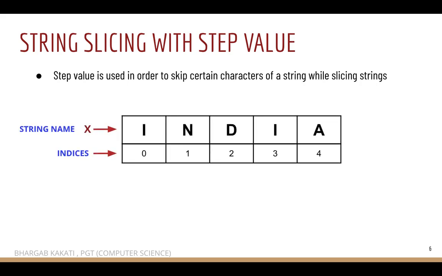Let's try to understand with an example. I have taken the same string into account. Now, if I want to display IDA, that means I am skipping one character in between. So, in this case, I need to take the help of step value. Let's see the syntax. The syntax says the string name, and then within third brackets, we need to enclose lower limit : upper limit : step value. Step value means how many characters you want to skip.